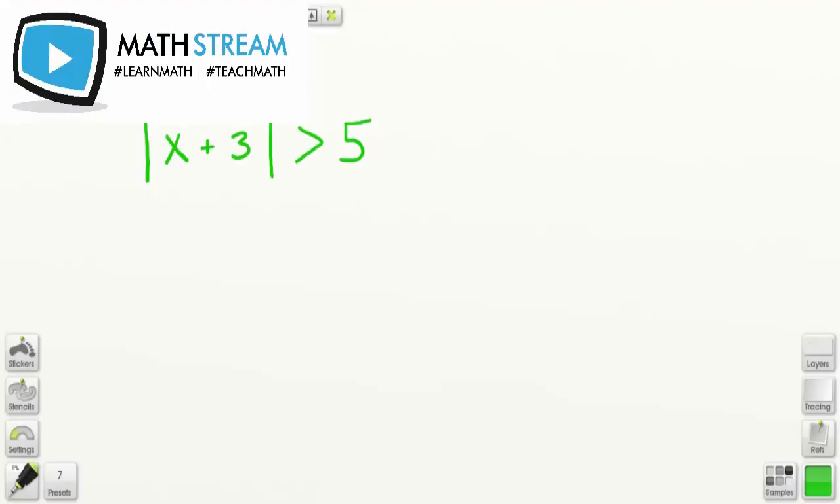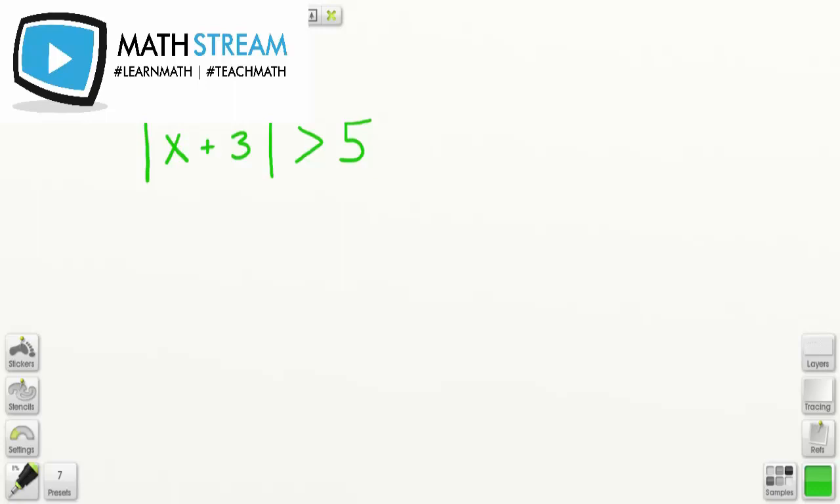It is the absolute value of x plus 3 is greater than 5. And if I had directions to this problem, it would probably say something like, solve the inequality and graph your solution. So let's think about what we know about solving absolute value. Well, first, actually, let's talk about what we know about solving inequalities. Well, that's nice and easy.